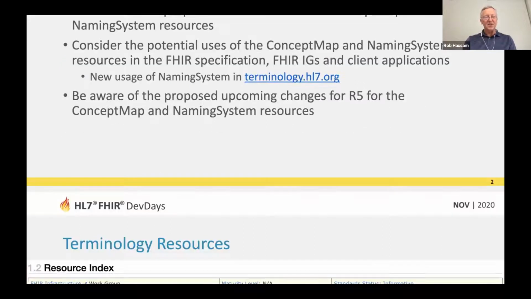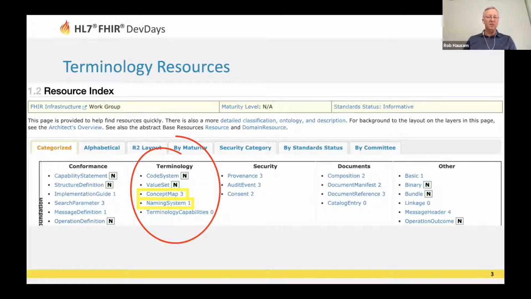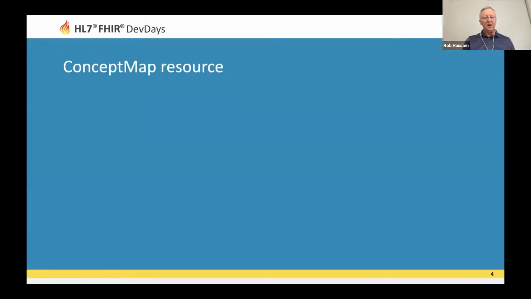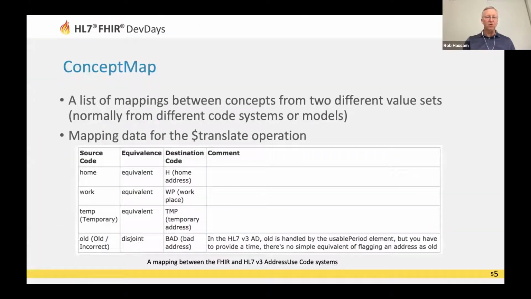We'll try to keep to those main ideas anyway. So I started off talking about where you find these terminology resources in the spec, and it's front and center in the terminology section. ConceptMap and NamingSystem are the two that we're talking about today and yesterday. So, the ConceptMap resource. This is just an example, and I'm going to skip over that quickly. We'll pick up where we left off yesterday. The slides are basically the same as what we had yesterday, but we've made some updates and added some new things that we'll talk about a little further today.